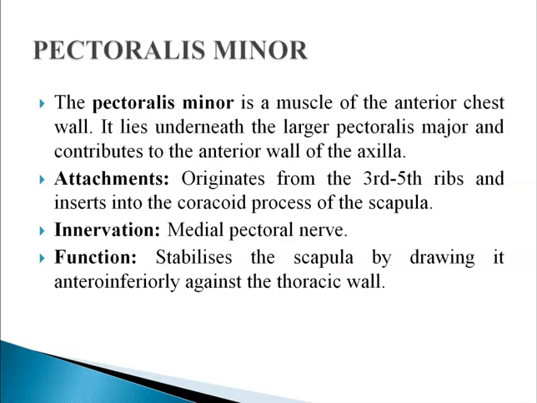This is a muscle of the anterior chest wall. I have shown you in the diagram. It lies beneath the pectoralis major and contributes to the anterior wall of the axilla. It arises from the 3rd to 5th ribs and gets inserted into the coracoid process of the scapula. The nerve supply of this pectoralis minor is the medial pectoral nerve, which arises from the medial cord of the brachial plexus.